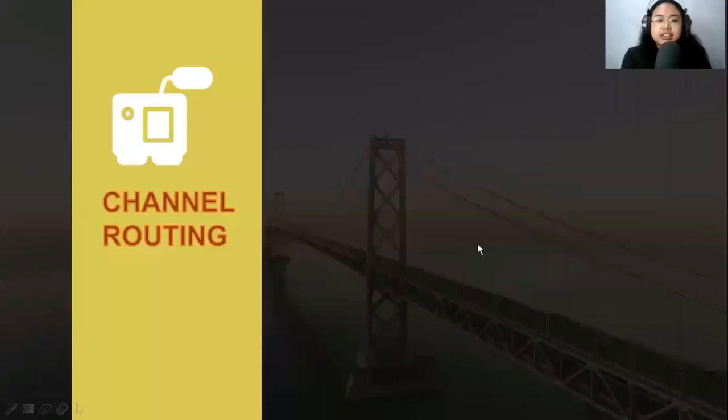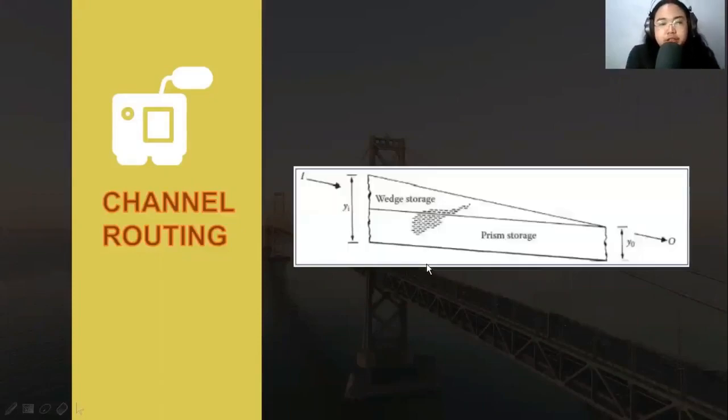So next is channel routing. In channel routing, we have this figure, which means that the storage volume is not a simple function of stage anymore. Yung kanina is all about stage, which is the H, sa reservoir. Dito naman wala na siya. So, therefore, ang solution nito is very complex, and sa sobrang complex niya, ginagamitan na siya ng softwares.